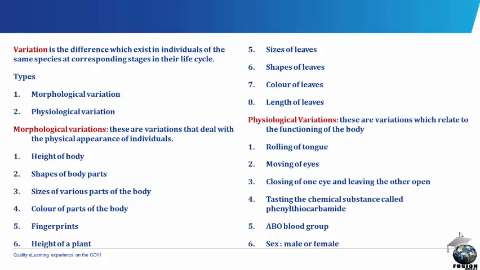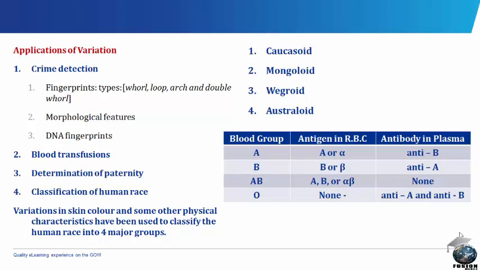Physiological variations are those variations which relate to the functioning of the body. 1. Rolling of the tongue. 2. Moving of the eyes. 3. Closing of one's eye and leaving the other open. 4. Tasting the chemical substance called phenylthiocarbamide. 5. ABO blood group. 6. Whether male or female.